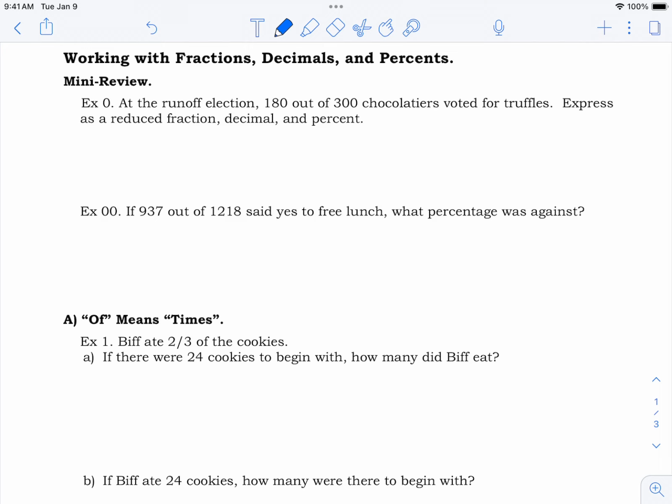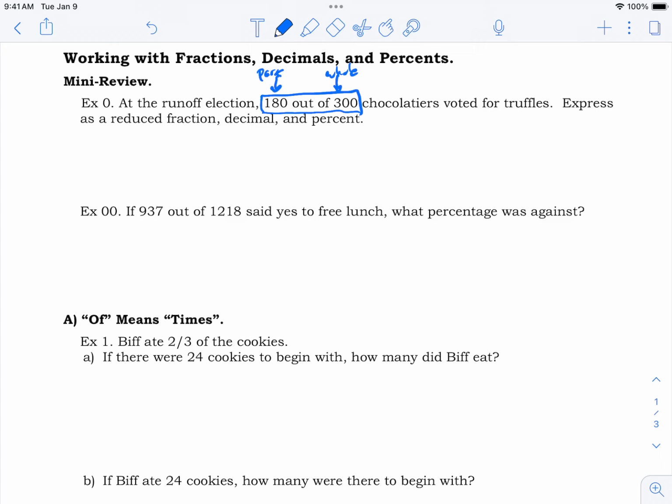At the runoff election, 180 out of 300 chocolatiers voted for truffles. Express it as a reduced fraction, decimal, and percent. What they're saying is, just make a fraction, decimal, and percent out of these numbers. Notice the 180 out of 300 is telling you that's the part and that's the whole. We took 180 out of 300 and they voted for truffles.